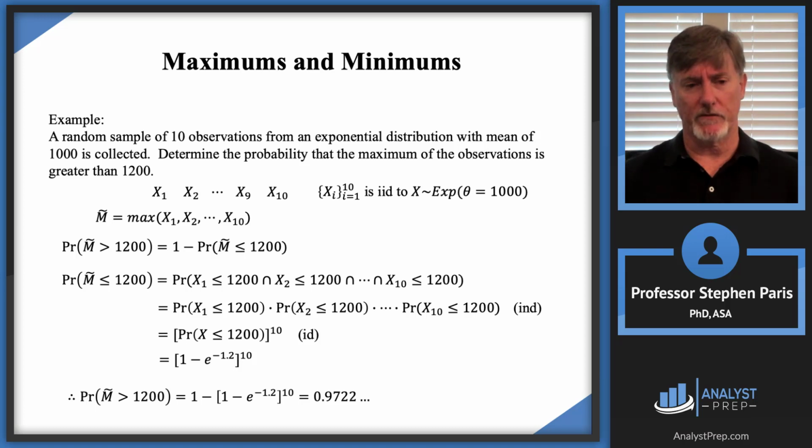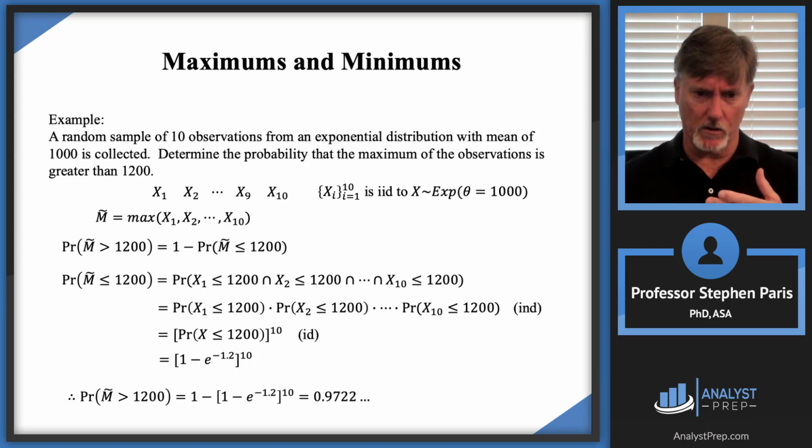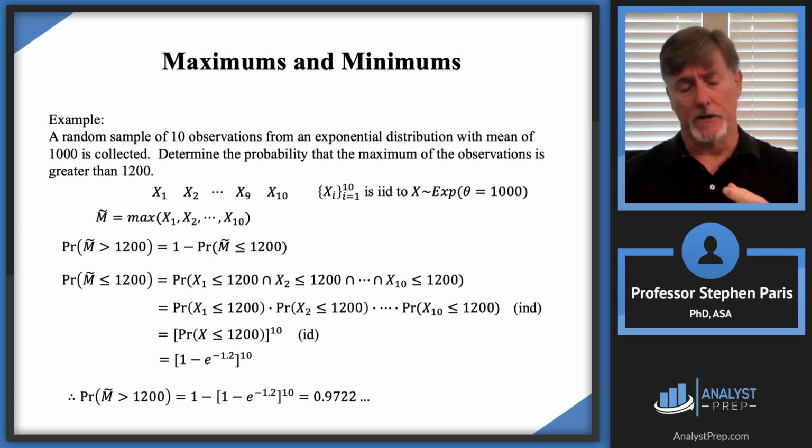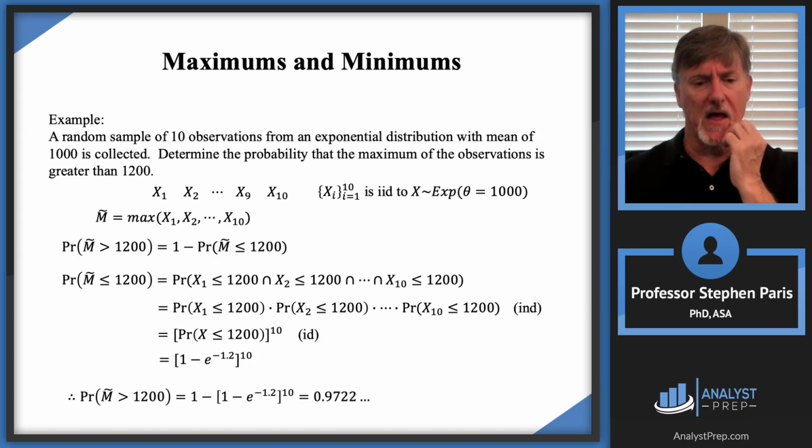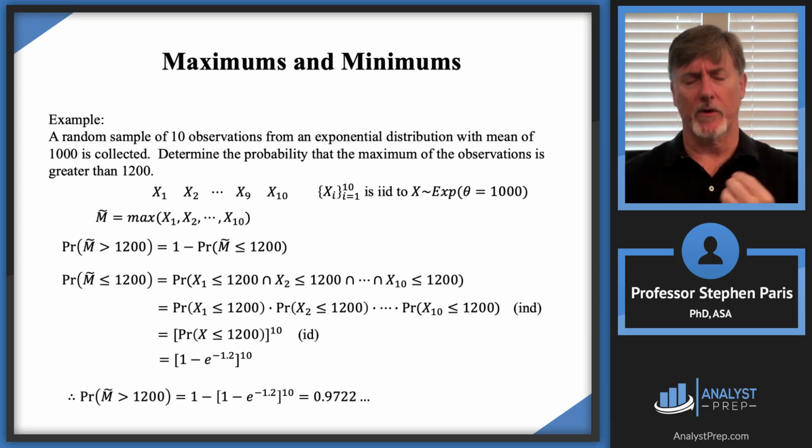Before I finish, I think it's also a good idea on these problems to think logically or intuitively, were you expecting a big number or a small number? I've got 10 observations that are coming from an exponential distribution with a mean of 1,000. On average, I'm expecting to select a 1,000 when I select an observation from that random variable.